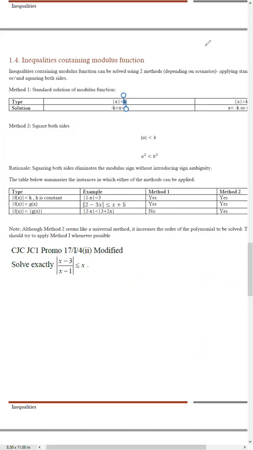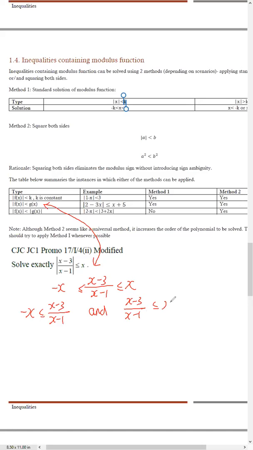Let me show using one example. So we have this example, and this is case 2. Hopefully everybody can see. What we are going to do is apply the standard solution. So it'll be (x minus 3) over (x minus 1) between minus x and x. So we land ourselves with an inequality that contains two inequalities. This is the reason why we had to learn that part just now. Following the same method, we are going to split it up and solve them separately.